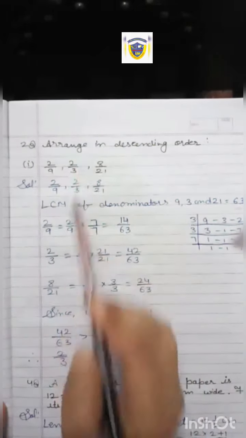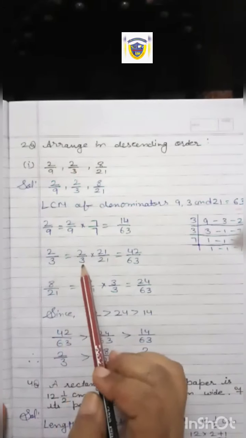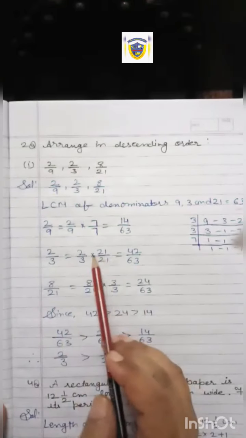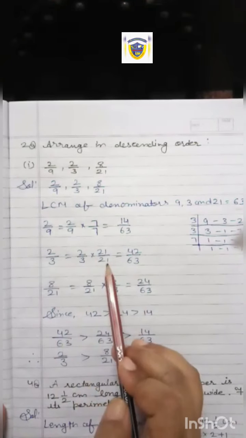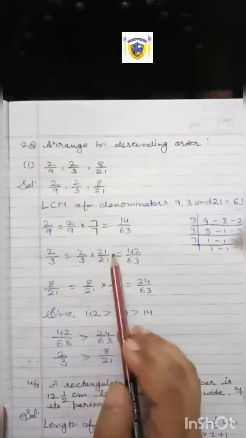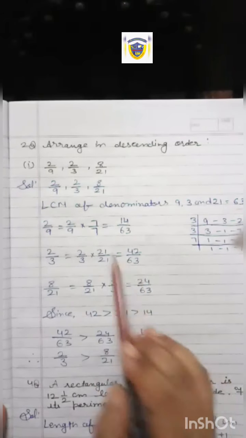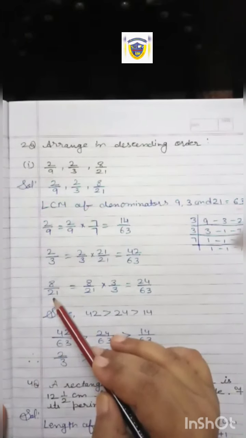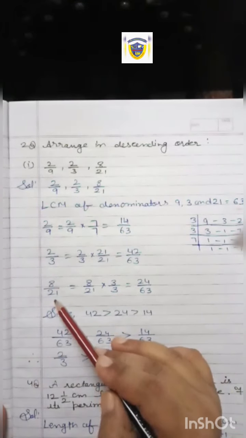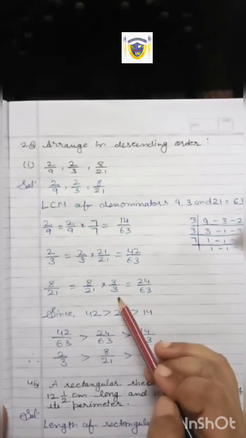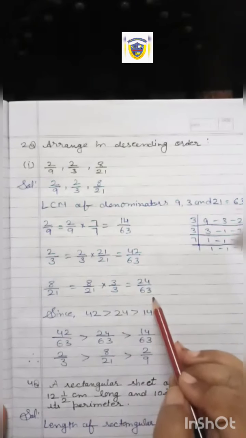And next is 2 by 3. Now I know that if I multiply 3 by 21, I will get 63. So I multiply numerator and denominator by 21. This I have to think by which number I multiply so that I will get 63 in all these three fractions. Now in the same way 8 by 21 is there. I know if I multiply 21 by 3 I will get 63. So I multiply numerator and denominator by 3. It is 24 upon 63.